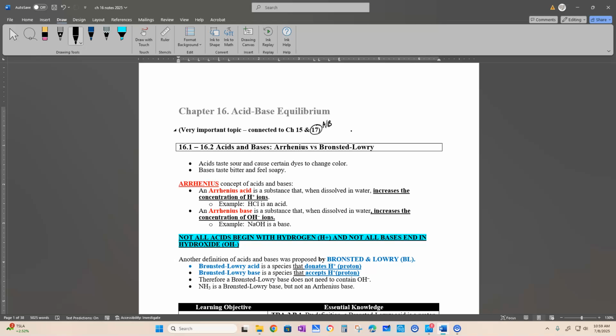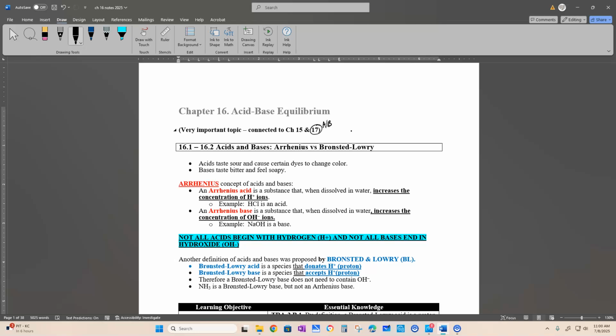Most of the time in real life, acids, as we know them, taste very sour, like lemons, limes, and oranges. They can also cause dyes to change color. We know that by doing the invisible ink lab, where you write a word with lemon on paper, and then you take a heat source underneath it without burning the paper, and you actually see the color change.